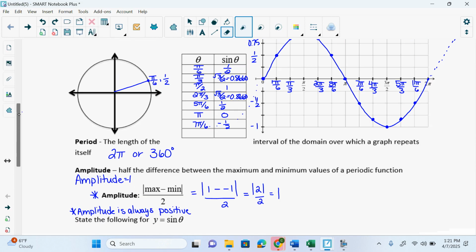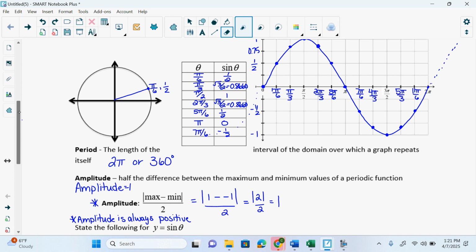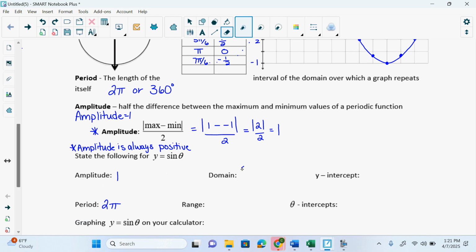What's my domain? It's going to go on forever. X is an element of the reals. So in set notation, it's the set of x values such that x is an element of the reals. In interval notation, it would be negative infinity to positive infinity.